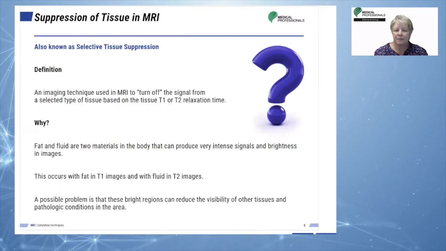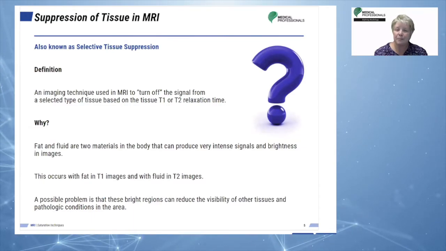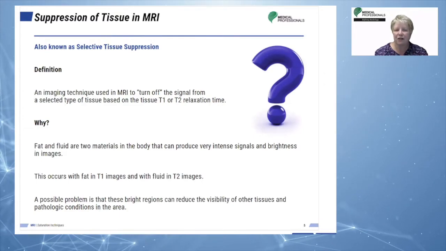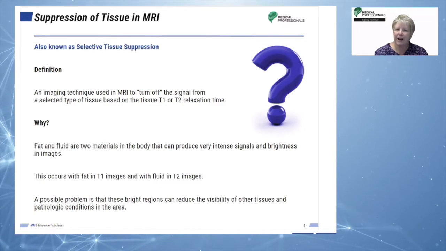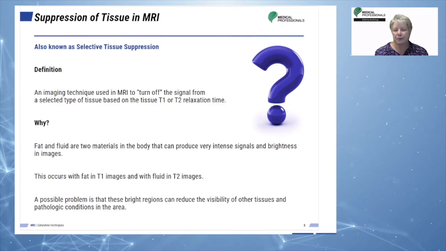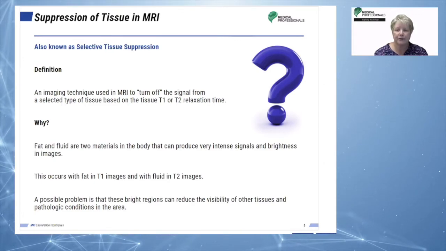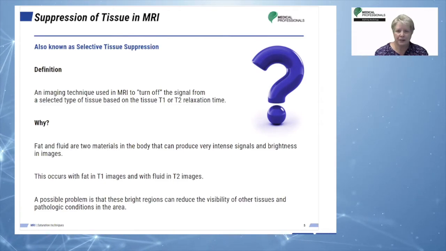The ability to suppress various types of tissue is a principle of MRI that sets it apart from all other imaging modalities, particularly the other cross-sectional modality, CAT scan. In MRI, we have the ability to use our parameters to basically turn off or suppress the signal from tissue we don't want to see in the image. So why would we want to do this?